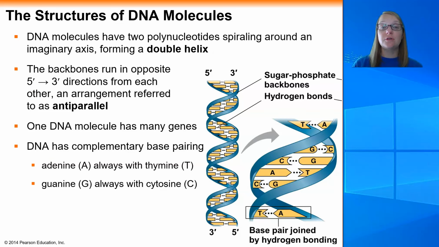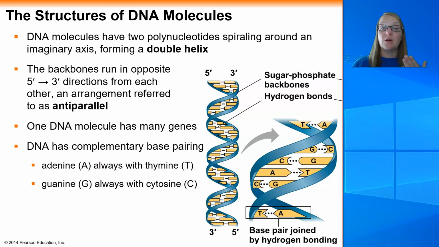Let's talk a little bit about structure. Now, the structure of nucleic acids is different when you're comparing DNA to RNA. So let's tackle DNA first. DNA molecules under normal conditions always exist as two polynucleotides that spiral around each other, forming what is called a double helix, what you see here in this figure.